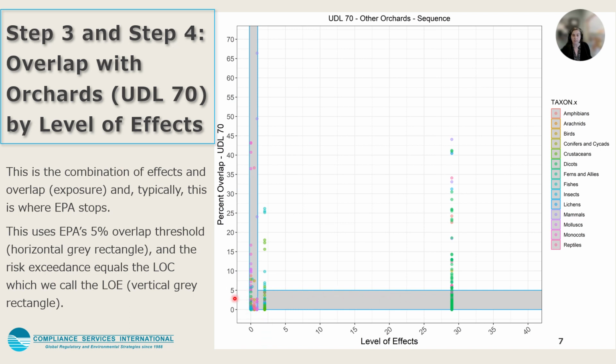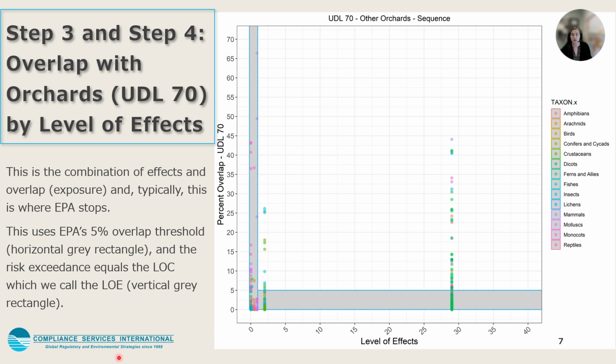You'll notice here you have this gray horizontal box. Species in this box would have overlap with use data layer 70 of less than 5%, and species in this box here on the vertical axis would have level of effects of 1 or below. That would be where risk exceedance equals the LOC. Species that are in either the vertical gray rectangle or the horizontal gray rectangle would be of no concern or unlikely to be of concern as it relates to effects and exposure. They would be lower on the sequence.